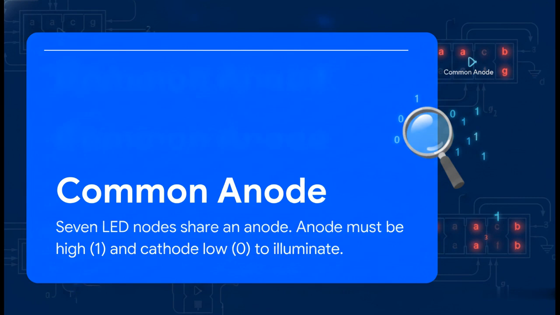That's the anode. So the absolutely crucial rule here for our code later on is this. To illuminate a specific segment, the shared anode has to receive a high logic level, meaning a binary 1. At the exact same time, the specific cathode for the segment you actually want to light up must receive a low logic level, a binary 0. It's exactly this push and pull of high and low logic that literally turns the lights on.